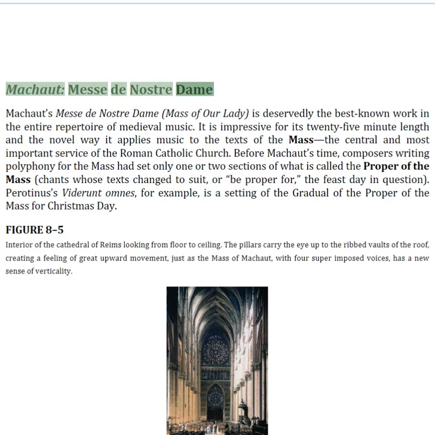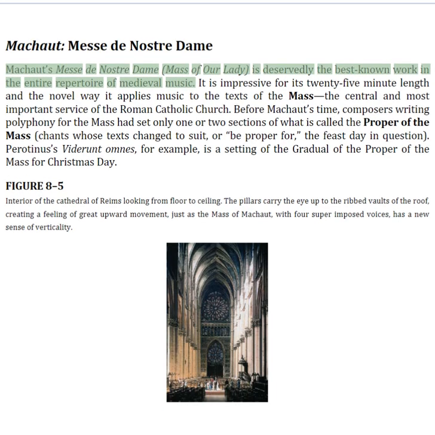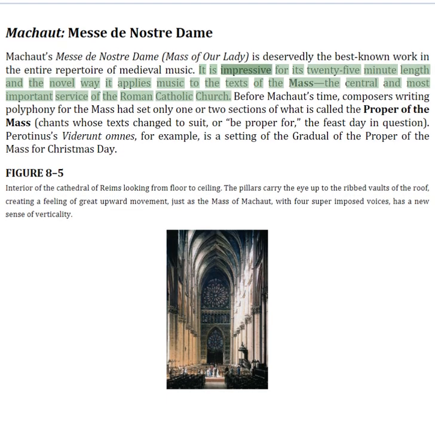Machaut, Messe de Notre Dame. Machaut's Messe de Notre Dame is deservedly the best-known work in the entire repertoire of medieval music. It is impressive for its 25-minute length and the novel way it applies music to the texts of the Mass, the central and most important service of the Roman Catholic Church.